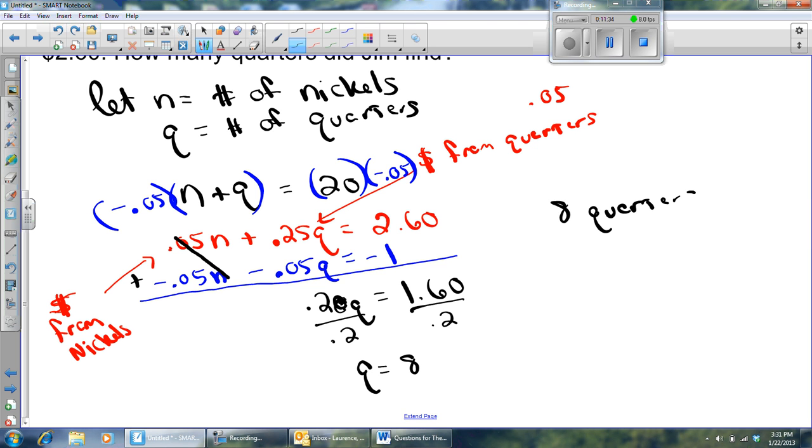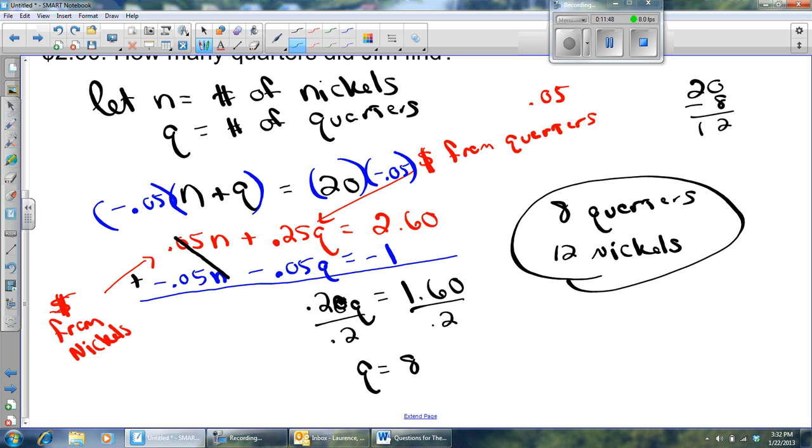Now that's all the question asks, but I can figure out the number of nickels. I know there's 20 coins in all. 20 minus 8 would be 12. There's going to be 12 nickels. And there you go. This was the answer to the question, but just to show you what we could do if they asked for both.